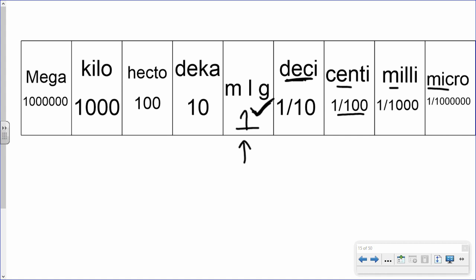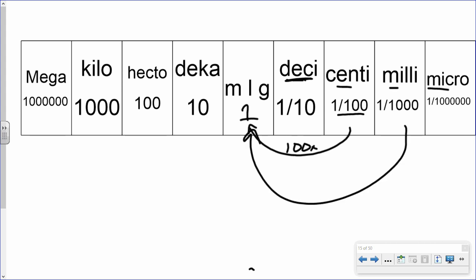So how many decis does it take to get a meter, liter, or gram? It takes 10 of those. How many centis, let me erase while I go, how many centis does it take to get one of these? It takes 100 of those. And how many millis does it take? Of course, you should be thinking it takes 1,000 from here to here. One more, 1,000 times.